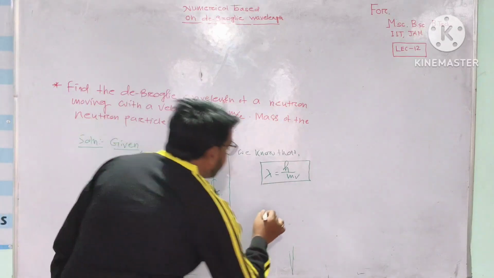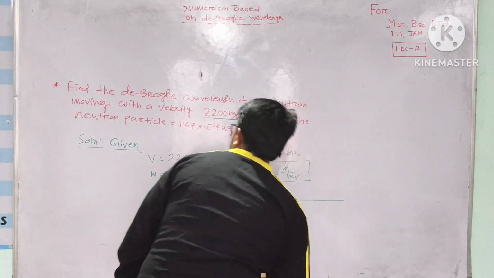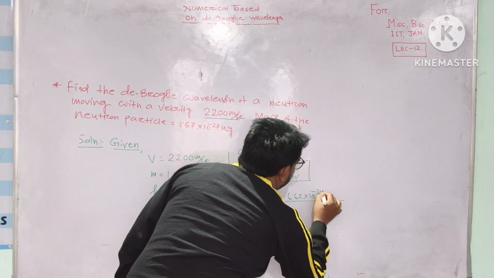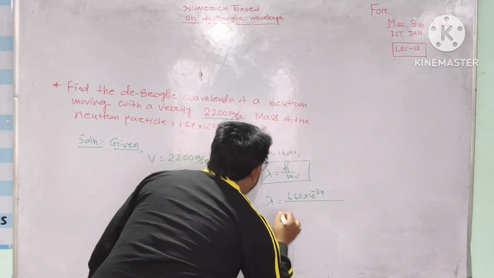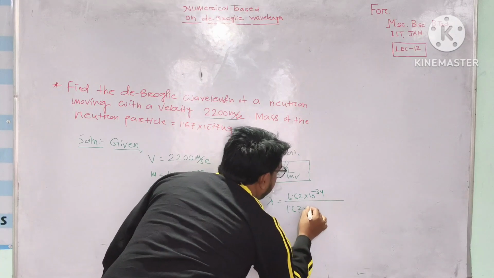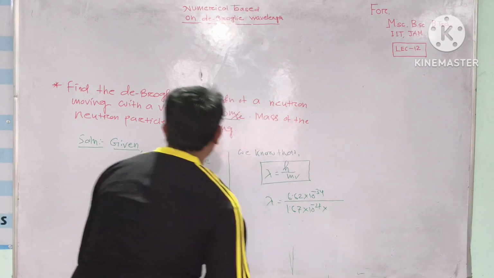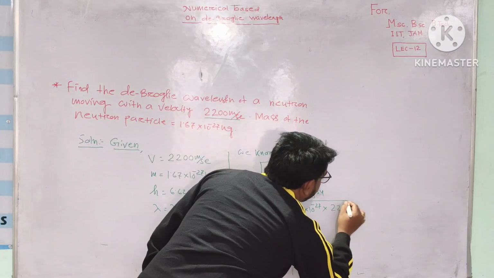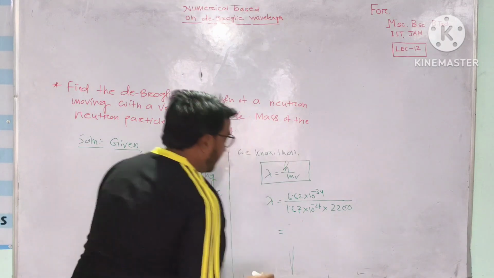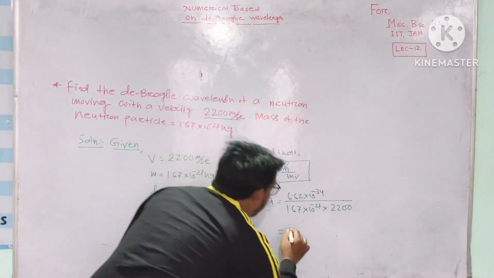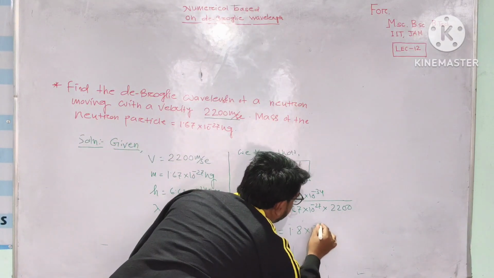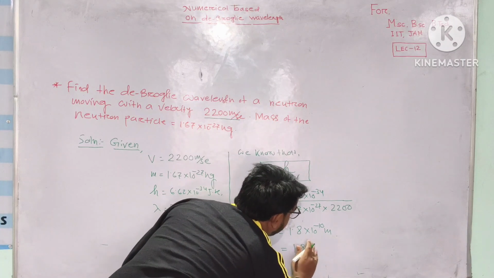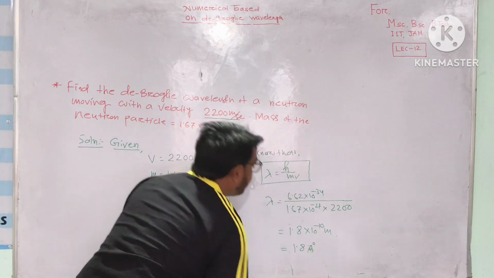the particle. Okay, so lambda equal, the value of h equal 6.62 into 10 to the power minus 34, mass of the neutron particle 1.67 into 10 to the power minus 27, and the value of v equal 2200. Okay, after solving this part we will get 1.8 into 10 to the power minus 10 meter, and this is equal to 1.8 angstrom.